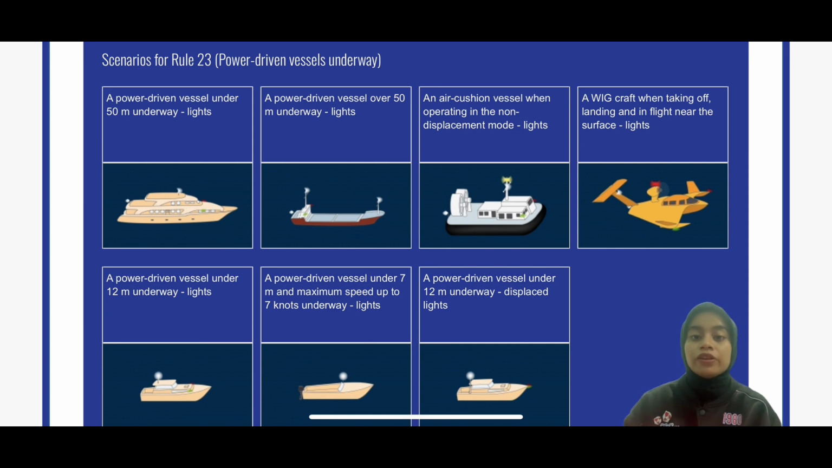The masthead light or all-round white light on a power-driven vessel of less than 12 meters in length may be displaced from the fore and aft centerline of the vessel if centerline fitting is not practicable, provided that the side lights are combined in one lantern which is carried on the fore and aft centerline of the vessel, or located as nearly as practicable in the same fore and aft line as the masthead light or the all-round white light.